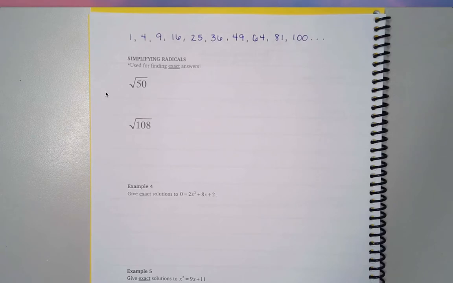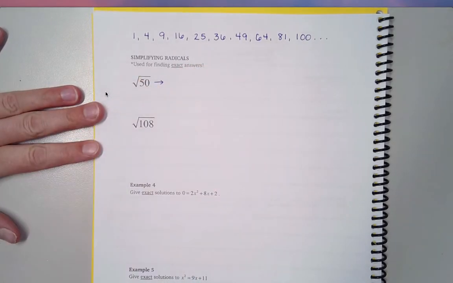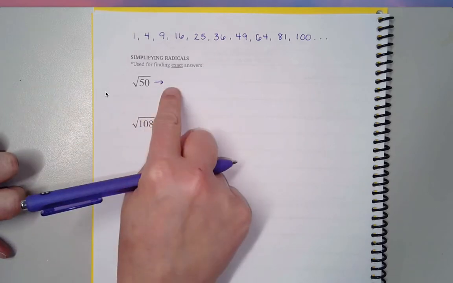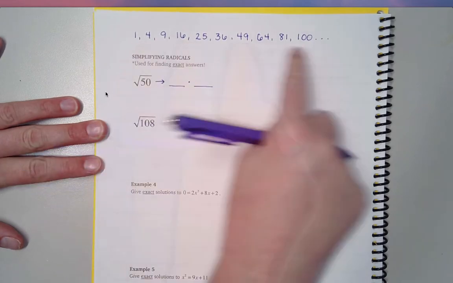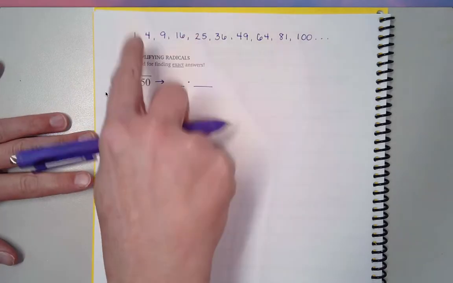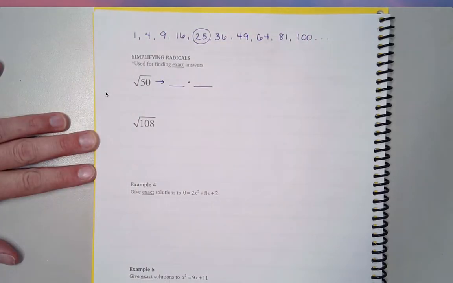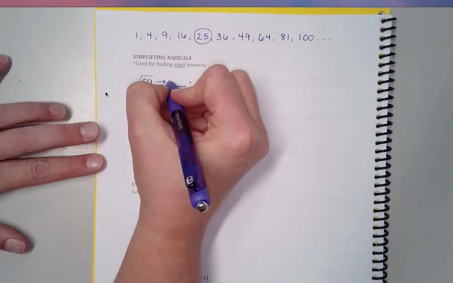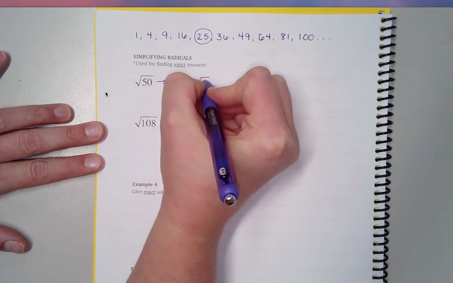And those should kind of jump off the page at you as like, hey, look at me, I'm a perfect square. So when I look at 50, what I want to try to think about is how could I write 50 as 2 factors, so something times something, where one of the 2 somethings is a perfect square off this list. And we want to try to use the biggest perfect square we can find. So as I'm looking down this list for something that divides easily into 50, 25 jumps out at me. Okay, so I'm going to take the square root of 50 and I'm going to write it as square root of 25 times square root of 2.